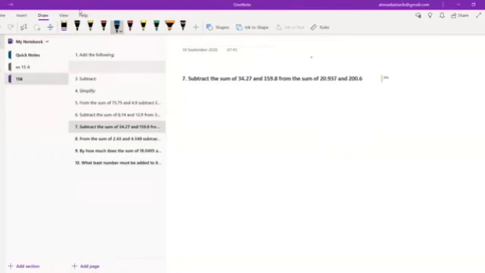तलहा माइनस में आंसर नहीं आएगा, ध्यान रखो. Okay, subtract the sum of this and this. So first find the sum of 34.27 and 159.8. तो चलो find करो. 159.8 and 34.27.